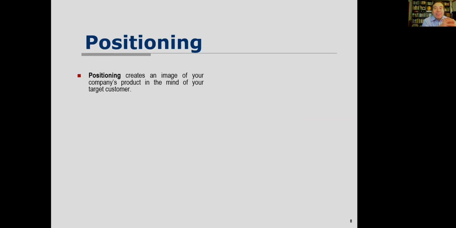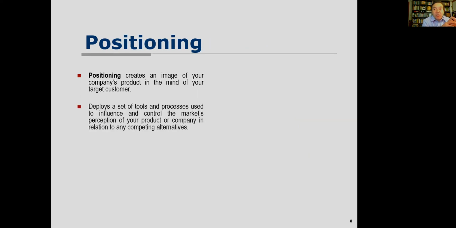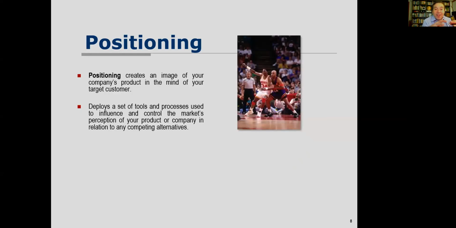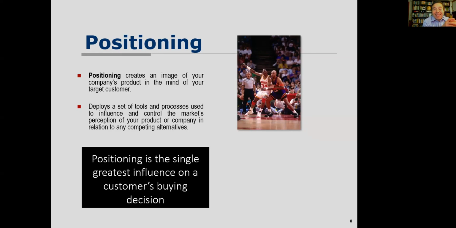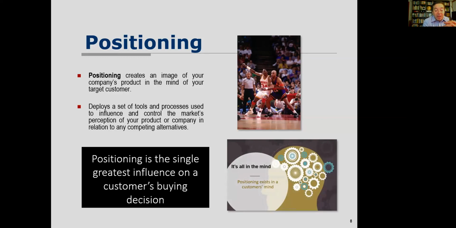So positioning creates the image of your company's product in the mind of your target customer, a set of tools and processes to influence and control the market's perception of the product. Remember, we talked about shaping the market. So marketing communications is a very important part of shaping the market. This is a picture of professional basketball, and you can see obviously positioning is very critical to getting the rebound, making the shot, staying away from the defense, penetrating the defense. Positioning is the single greatest influence on the customer's buying decision. And as we mentioned, it's very much in the mind of the customer.